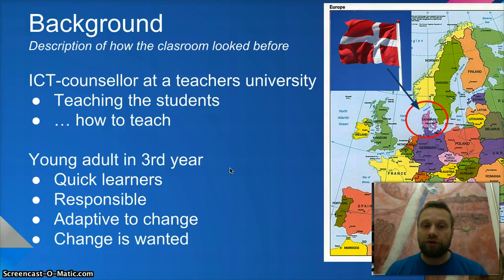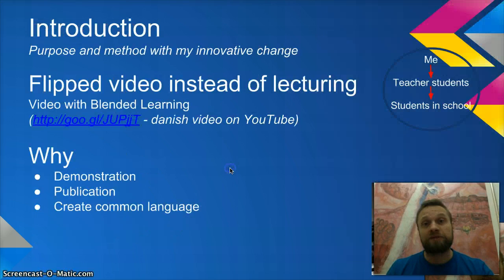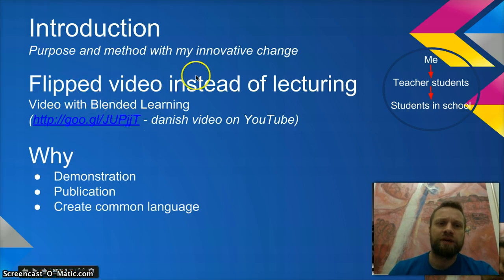So I would say they are quick learners, but also they are adults, so they are responsible. They know how to take their own teaching, so there's a lot of stuff that I don't have to teach them, as I would say that you have to do in the public schools. You have to make them take their own learning. Also, they are adaptive to change because they are quite young people, and quite often I think that they need the change. I, as an ICT counselor, have a lot of this change to offer them, so sometimes it's quite easy to be me.